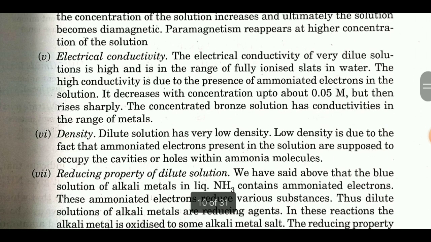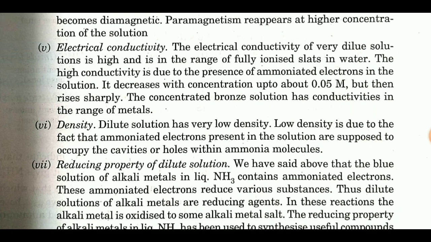Fifth, electrical conductivity. The electrical conductivity of the very dilute solutions is high and is in the range of fully ionized salts in water. The high conductivity is due to the presence of ammoniated electrons in the solution. It decreases with concentration up to about 0.05 amp, but then rises sharply. The concentrated bronze solution has conductivities in the range of metals.